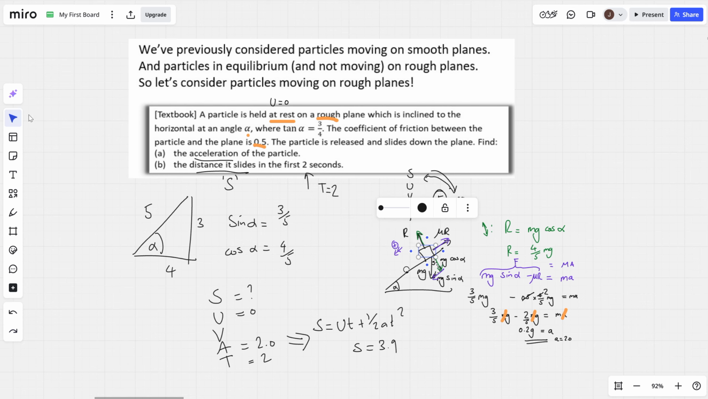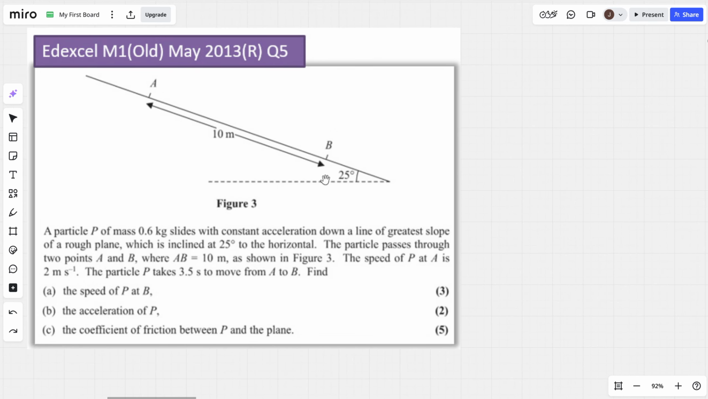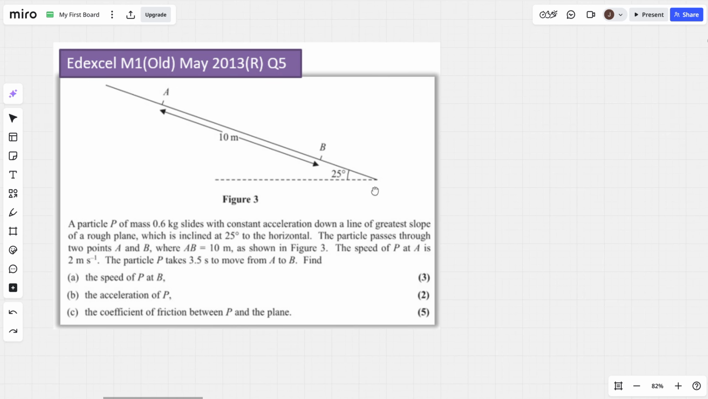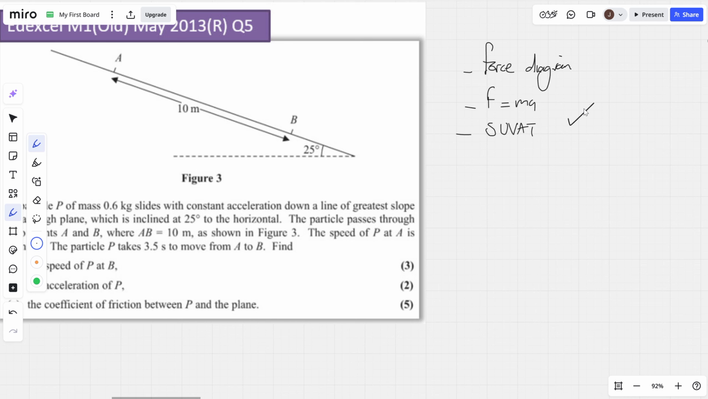Okay, so let's do the next one while we're here as well. So we're going to have what are those features? We're going to have force diagrams, we're going to have F equals ma, we're going to have SUVAT. If we apply those tools, we should be all right. So let's just write that down. So we want force diagram, we want F equals ma, and we want SUVAT. Put those three things together and you should be good.